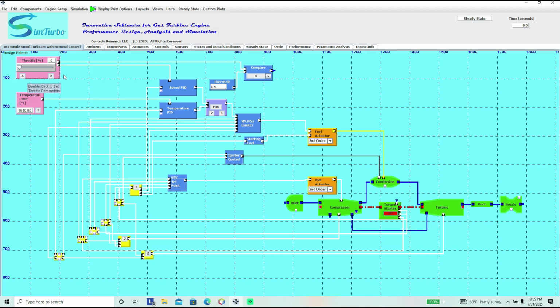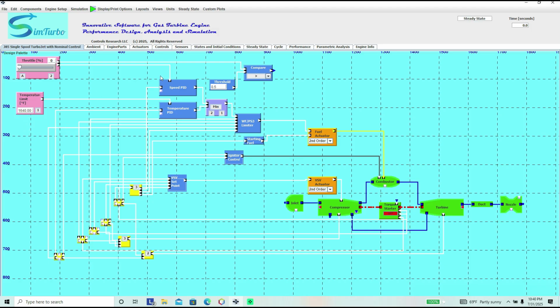The throttle will change as a function of time and is pre-programmed for this particular example. In other examples, we can manually select it, but you can see this A stands for auto mode, automatic mode of the throttle. The temperature setting is a limit, and we have it set at 1640 degrees Fahrenheit, or 2000 Rankine.